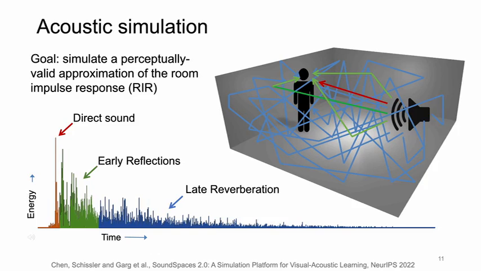What is acoustic simulation? The goal of acoustic simulation is to simulate a perceptually valid approximation of the room impulse response, which typically consists of direct sound that propagates directly from the source to the receiver, early reflection that bounces a couple times before reaching human ears, or late reverberation that bounces many times on surfaces before reaching human ears.